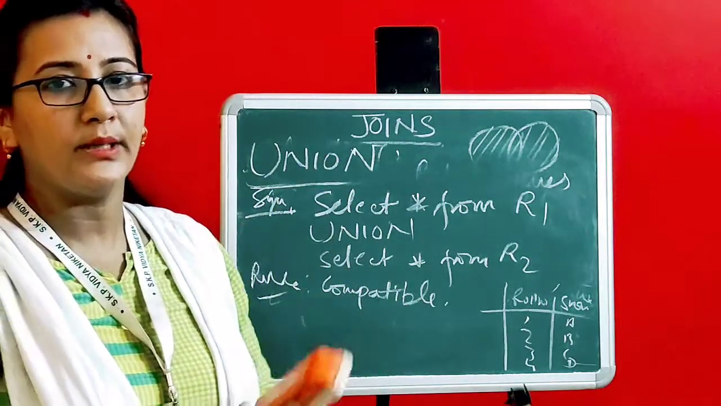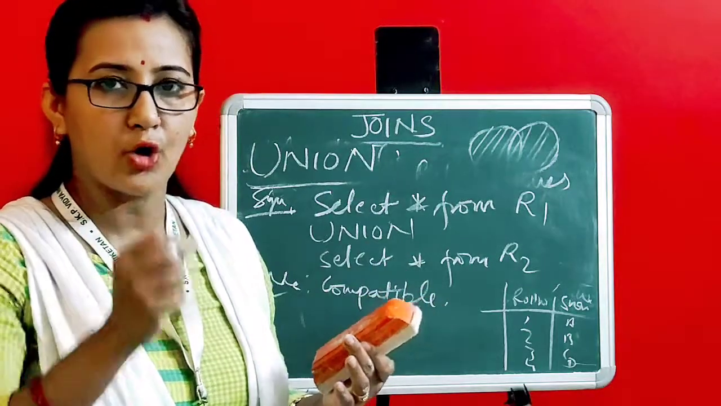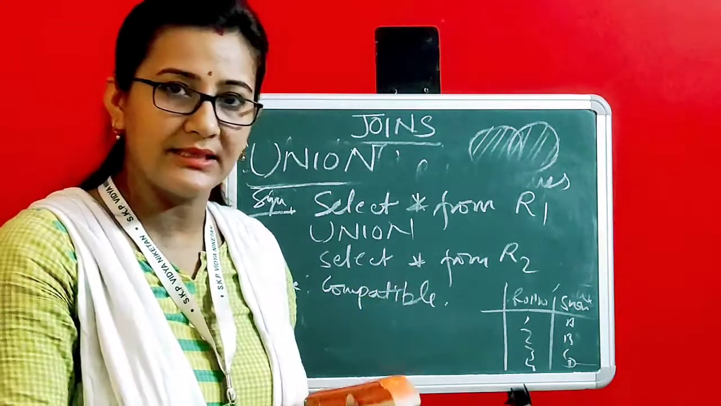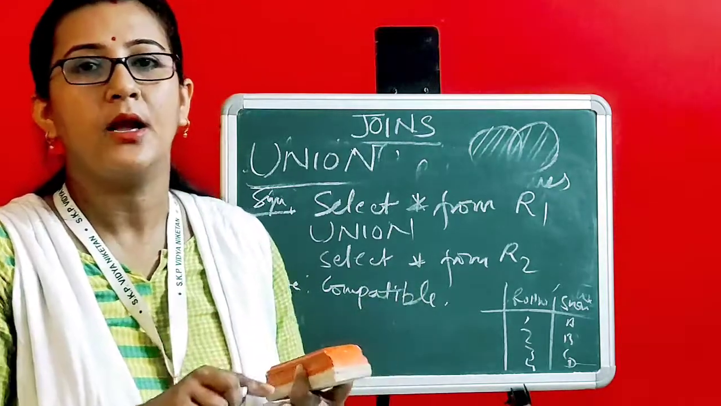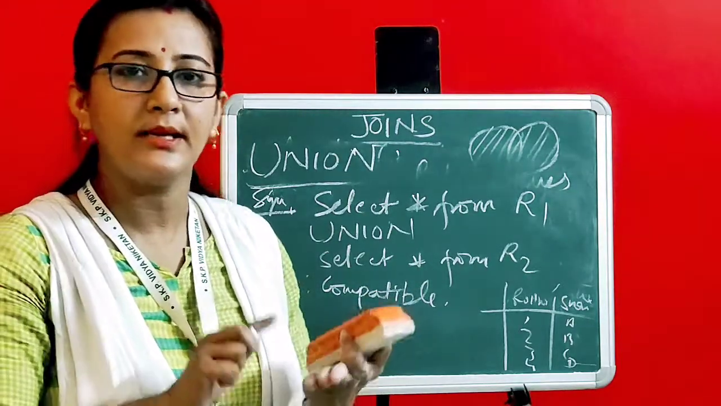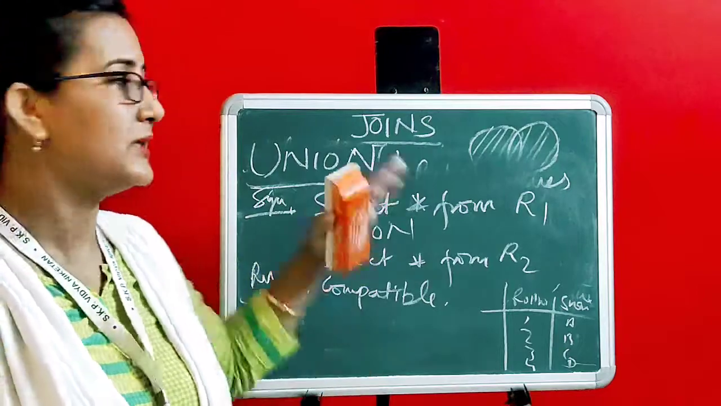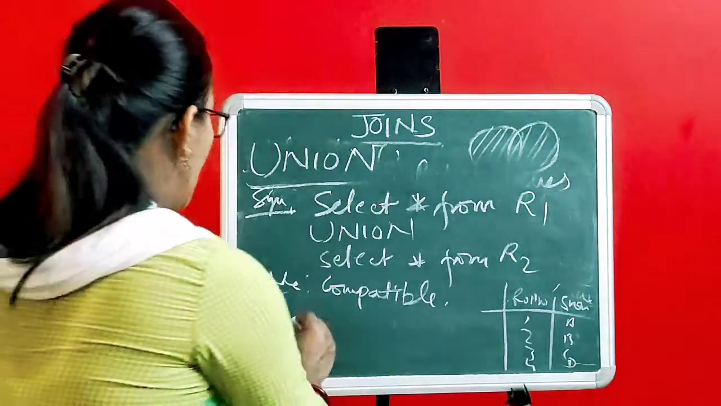So compatible means the number of columns should be the same in both the tables in case of union join, and the data type of the attributes should also be the same. Clear? So this is compatible.